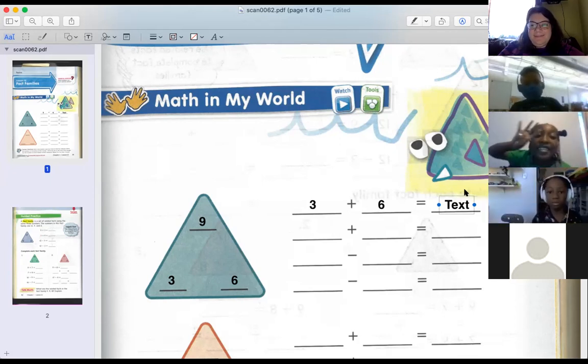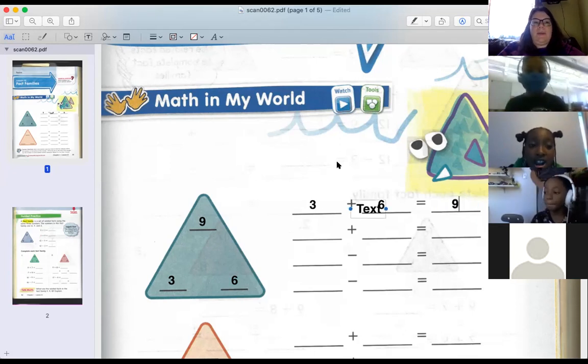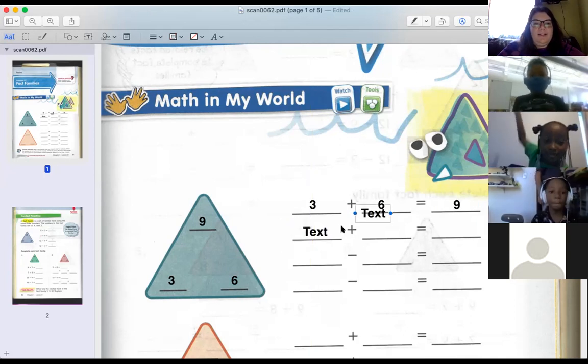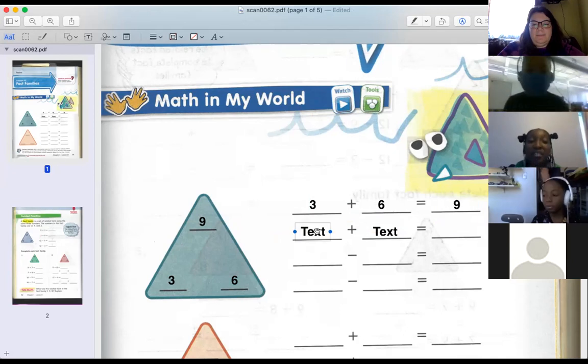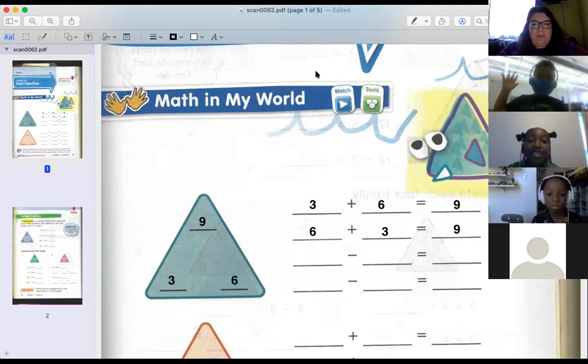Andre? 9. Who can tell me another addition sentence I can write using these numbers? Brooklyn? 6 plus 3 equals? 9. Yes. Ta-da! Who can give me a subtraction sentence using these numbers?